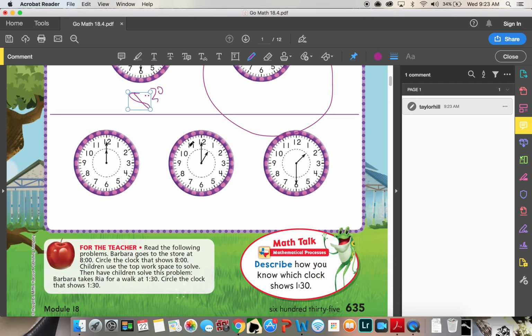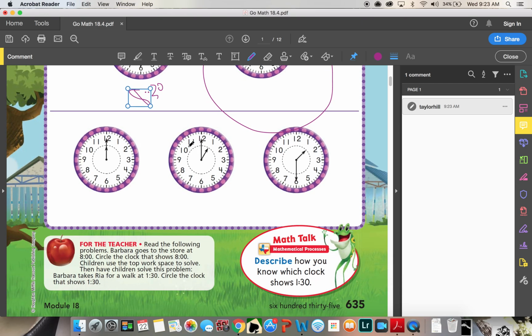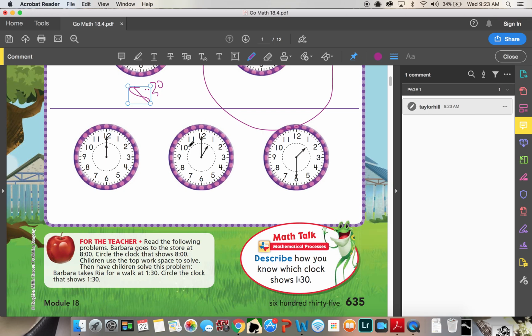All right, the second problem is Barbara takes Ria for a walk at 1:30. Circle the clock that shows 1:30. Let's look at each of the clocks. This clock, the hour hand's pointing at the 12, and the minute hand's pointing at the 12, so that makes it 12 o'clock. This clock, the hour hand is pointing at the 1, and the minute hand is pointing at the 12, which makes it 1 o'clock.